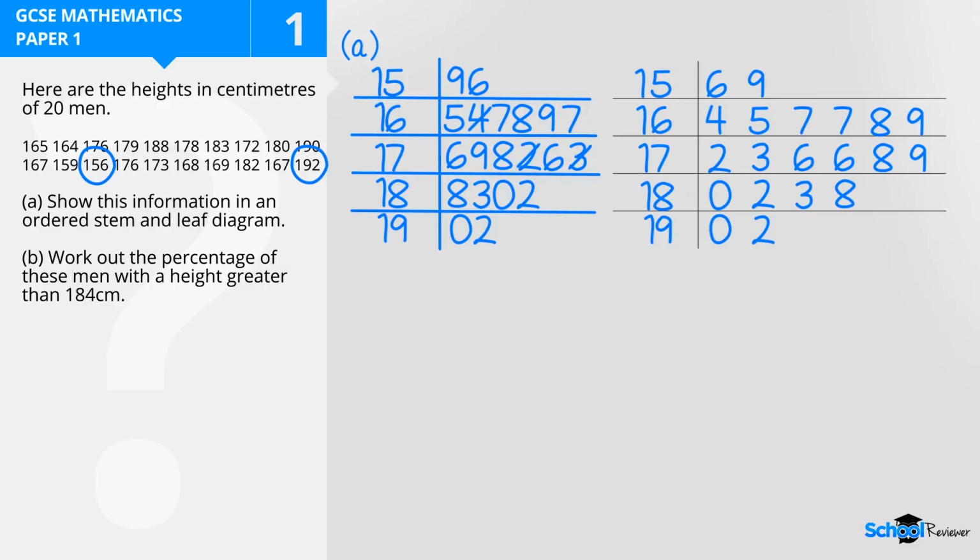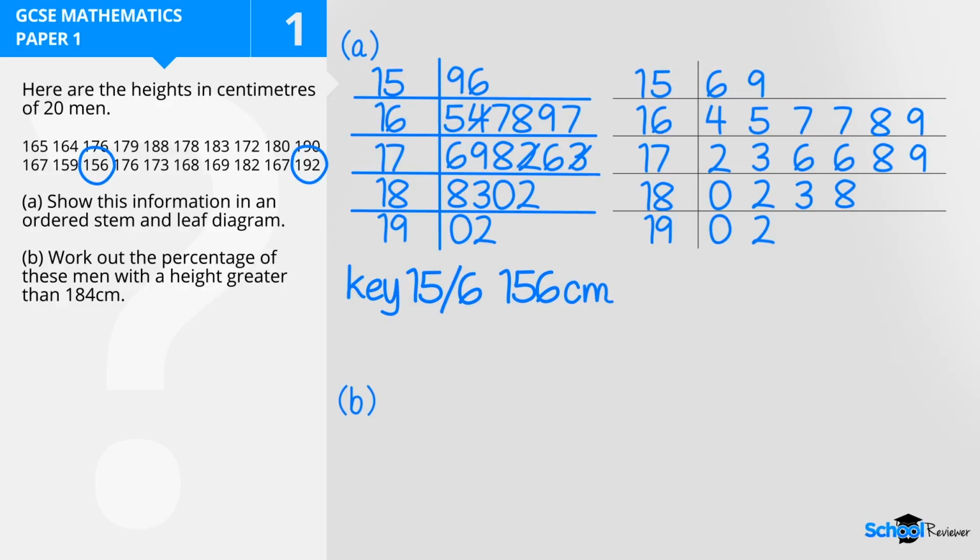Notice I've got my numbers going down underneath each other. I now need to remember I must put a key on these. Doesn't matter which piece of data I use. So I'm going to use 15-6 stands for 156 centimetres. Question B, work out the percentage of these men with a height greater than 184. You need to find the number of men with a height greater than 184 and then you need to put that over 20. That number divided by 20 then needs to be converted to a percentage.